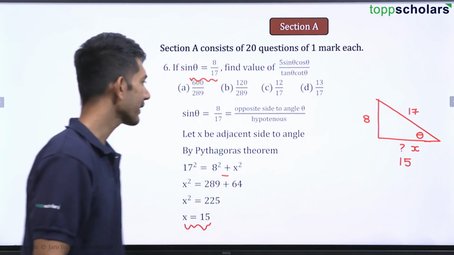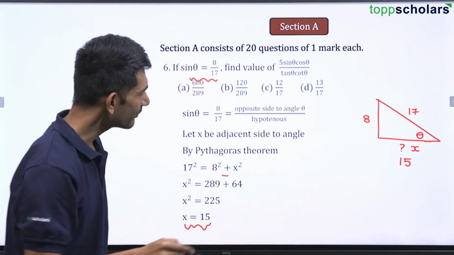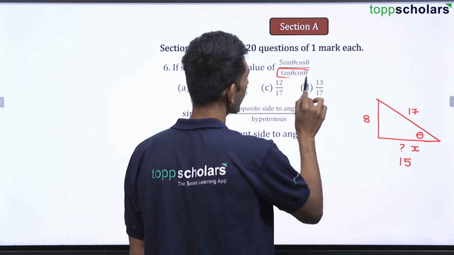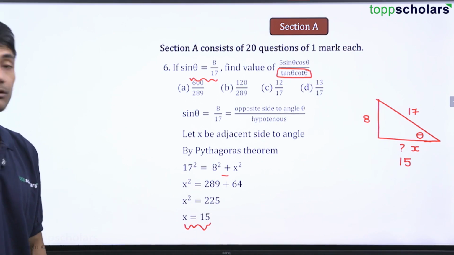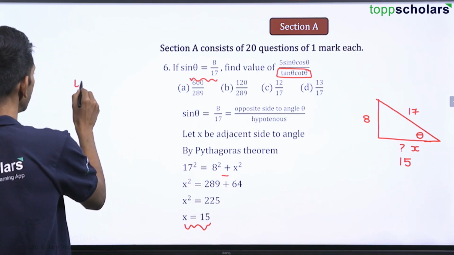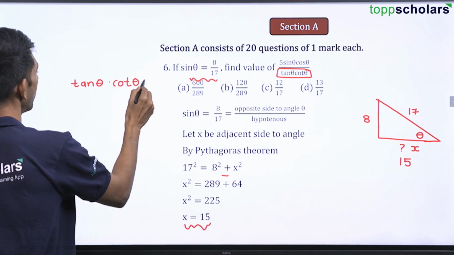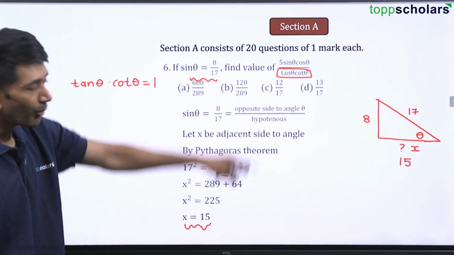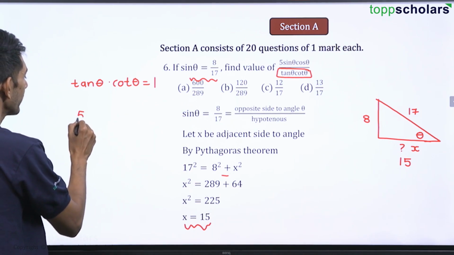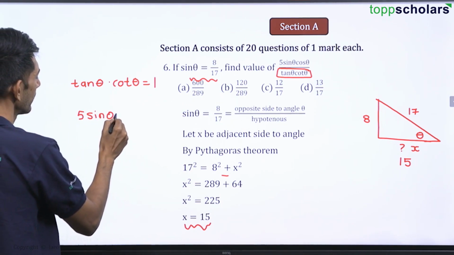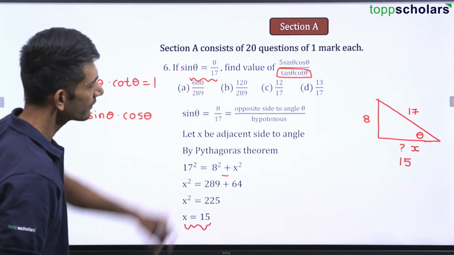Now once we get the value of x as 15, can we find out cos theta, tan theta, cot theta? Yes. Also remember, this is very interesting, tan theta into cot theta. Can I say tan and cot are reciprocal of each other? So can I say tan theta multiplied by cot theta will give me 1. So denominator is anyways 1. So all I need to do is find out 5 sin theta into cos theta. Correct?